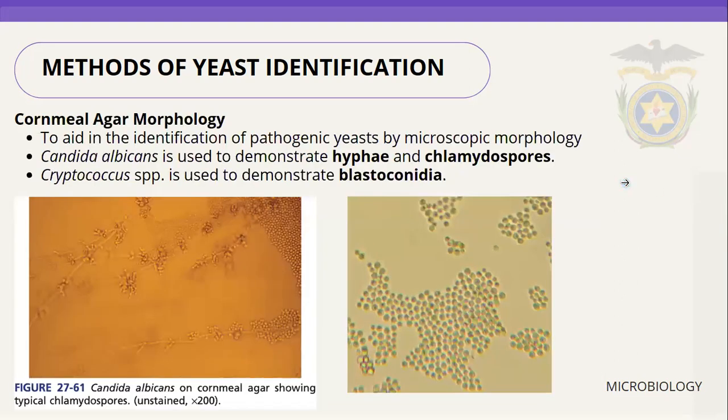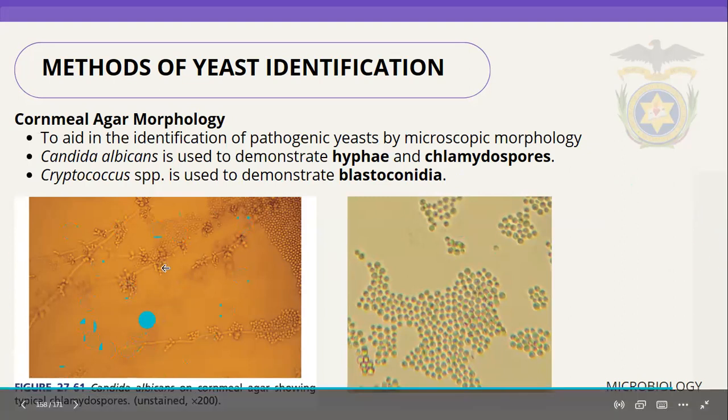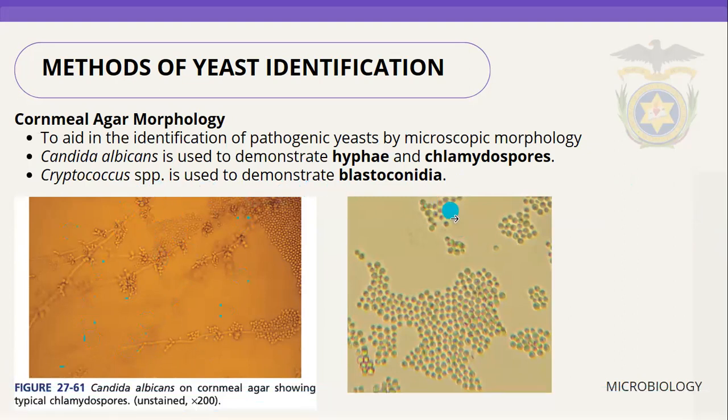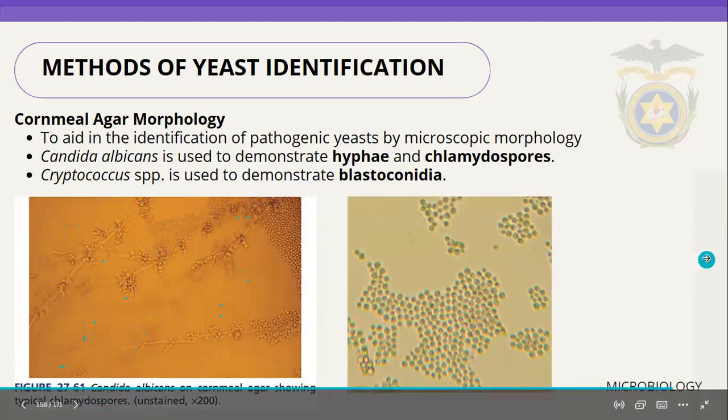Next, we have our cornmeal agar morphology, and this one is to aid in the identification of pathogenic yeast by microscopic morphology. Candida albicans is used to demonstrate hyphae and chlamydospores as seen in this first picture, and Cryptococcus species is used to demonstrate blastoconidia as seen in the second picture.